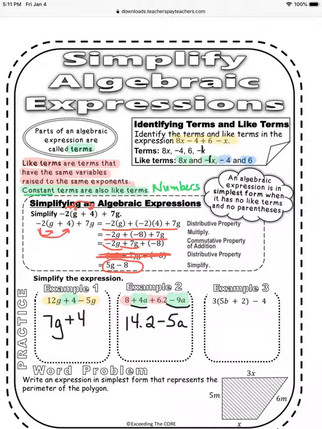Example 3 is going to involve the distributive property, I'm noticing. Because I see parentheses and a number out in front, I'm going to start by multiplying 3 by 5b, and I get 15b. And then I'm going to multiply 3 by positive 2, and I get positive 6. And then I'm just going to write minus 4.